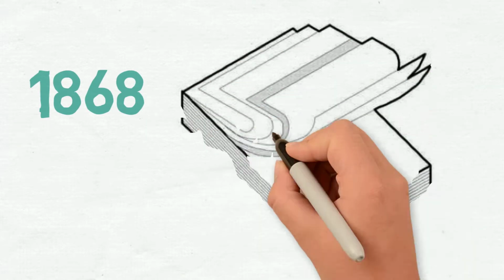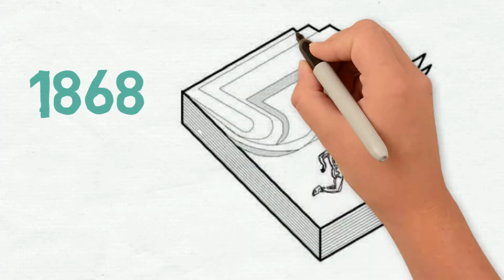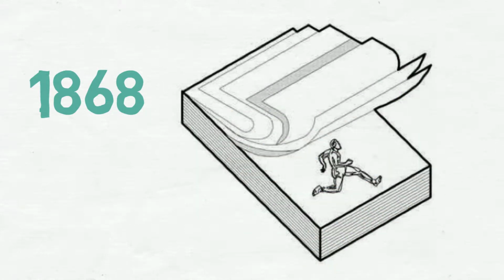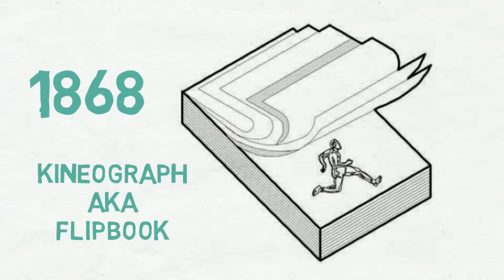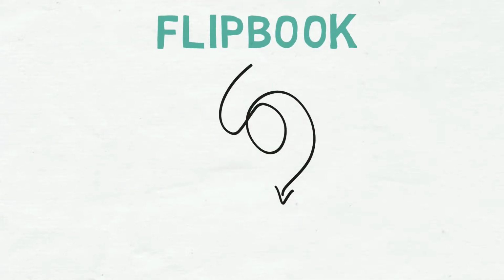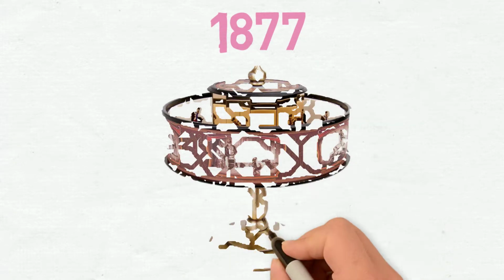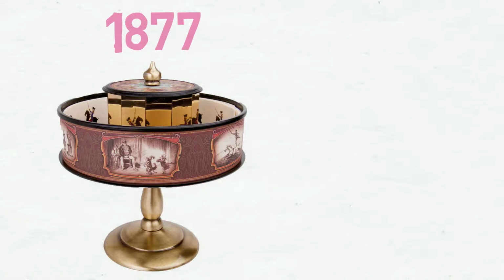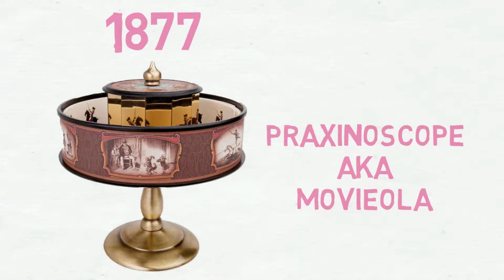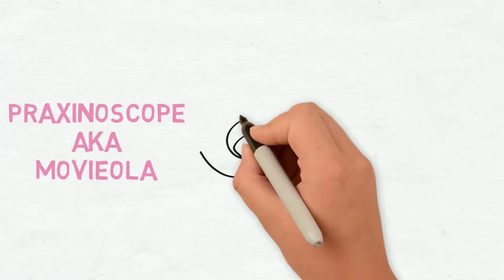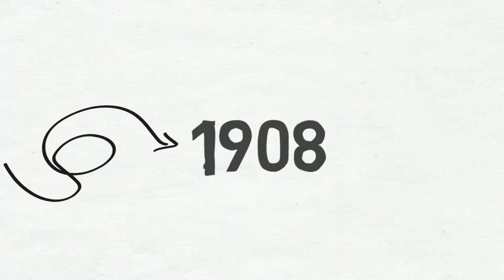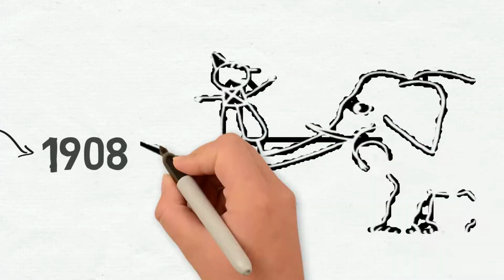Afterwards, in 1868, kineographs were designed, which we all commonly know as flipbooks. These are small books that showed still images in motion when the pages were flipped quickly. Then, in 1877, a praxinoscope, also known as a moviola, was designed off of kineographs, except praxinoscopes use several wheels to spin the images. Afterwards, in 1908, the concept of stop motion came to play.